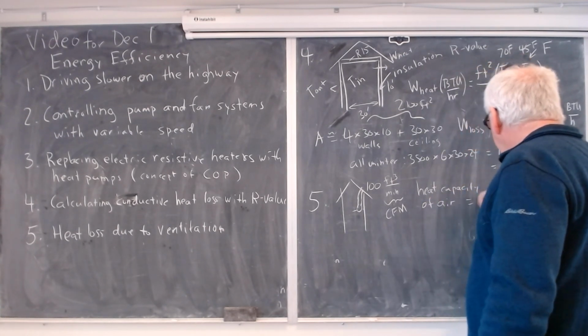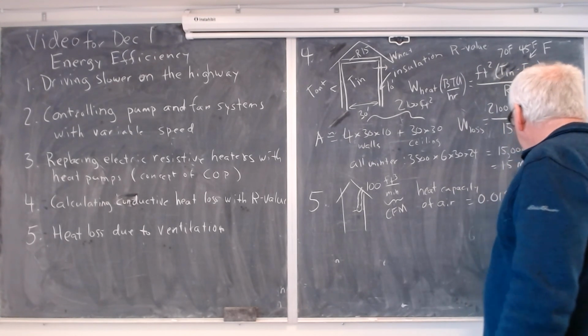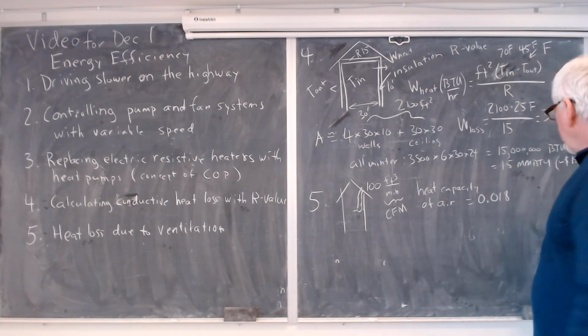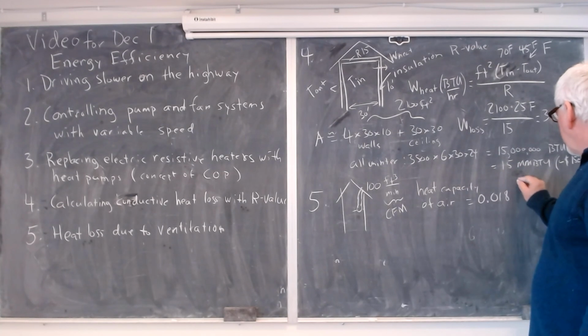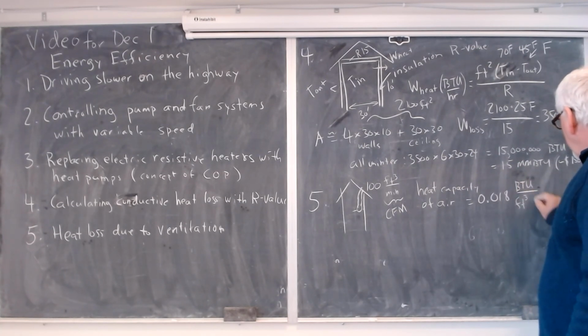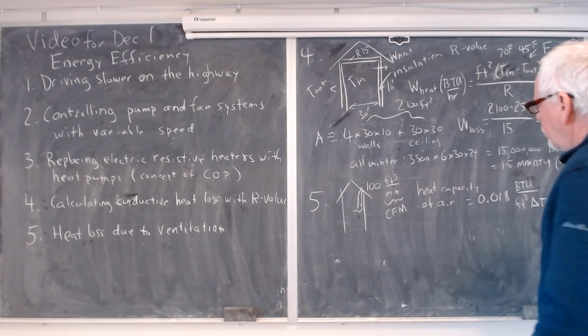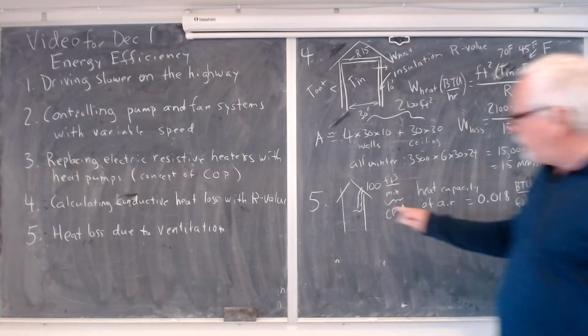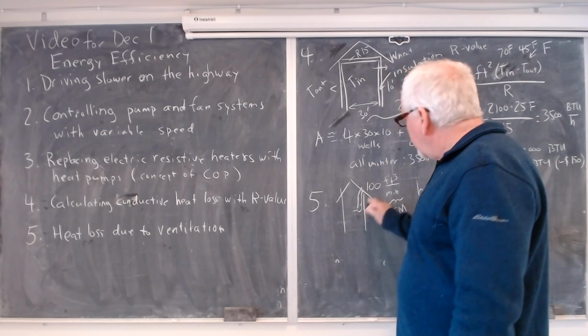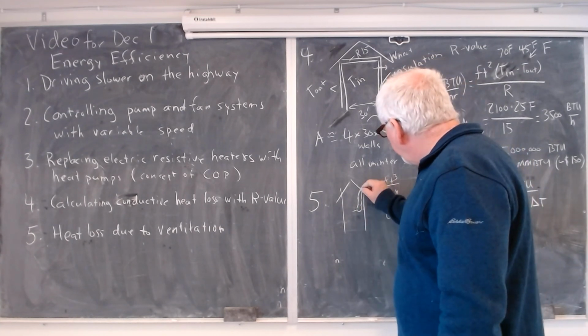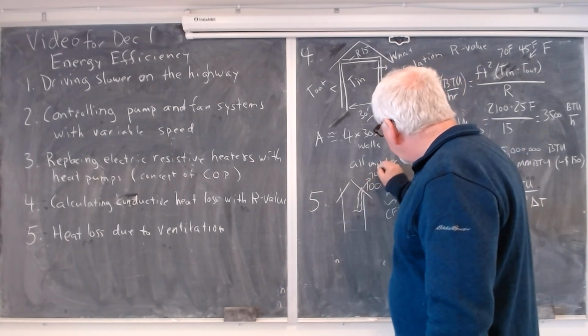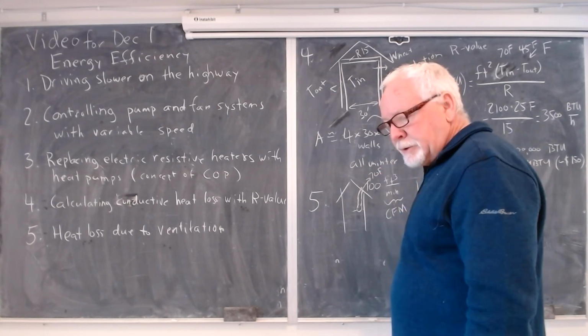is 0.018 BTU per cubic feet per delta T again. Now I have to explain that. So basically what's happening here is that you're putting out air at 70 degrees, because that's your inside air.